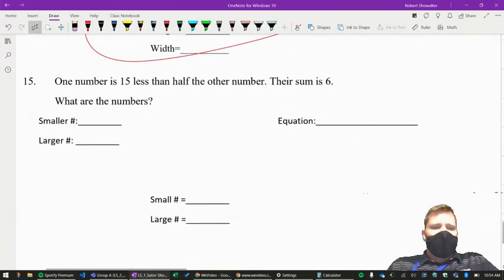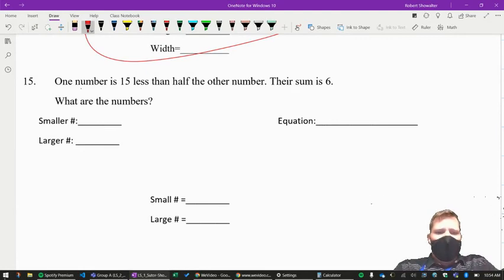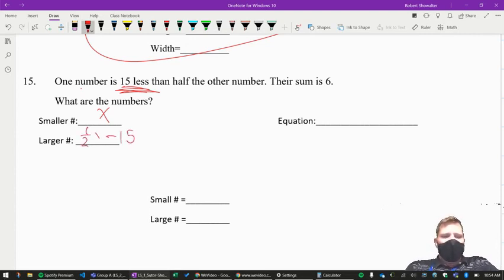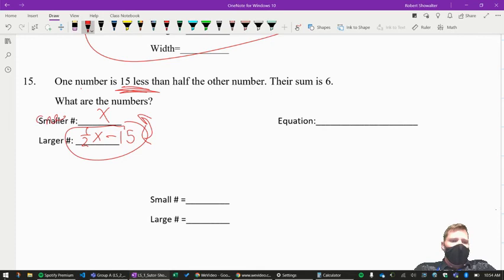Here we go. All right, one number is 15 less than half the other number. Their sum is 6. What are the numbers? One number is 15 less than. Ooh, that's the switch around. So if we say x is the smaller number, and we have that number is 15 less, so it's minus 15, half the other number. So actually, these would be switched because this one's going to be smaller because you're dividing by 2. But if we make one number, other number, how about that? That's less confusing.